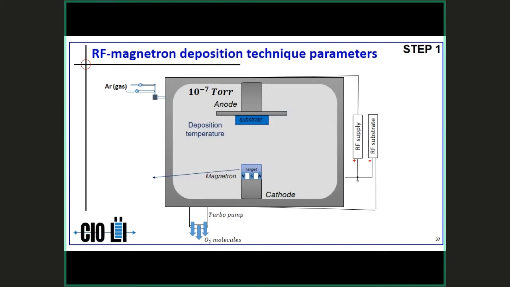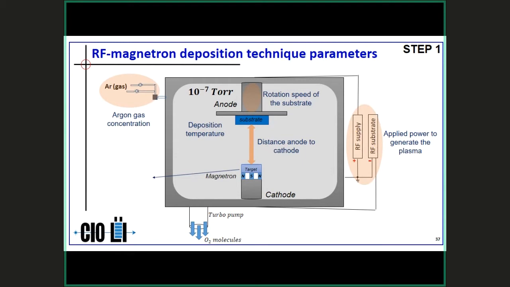And as you already noticed, there are many parameters that need to be adjusted. For example, the rotation speed of the substrate during the deposition, this is essential in order to give uniformity to the coating thickness. Another parameter that needs to be adjusted is the concentration of argon gas that is injected inside of the chamber. Also the power that is applied to ionize the argon gas, the distance between the target and the substrate, and of course the crystallization temperature of the coating.